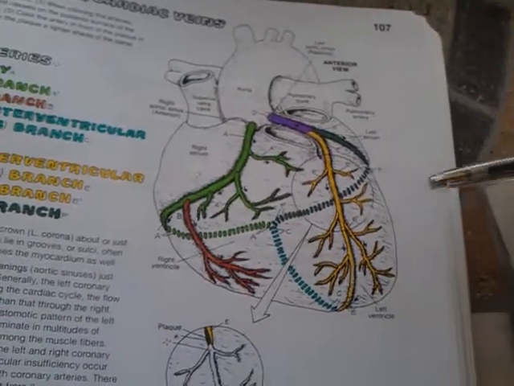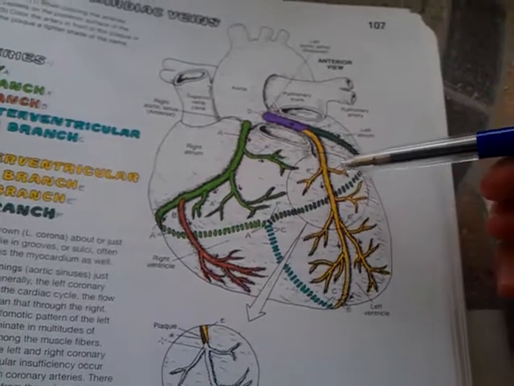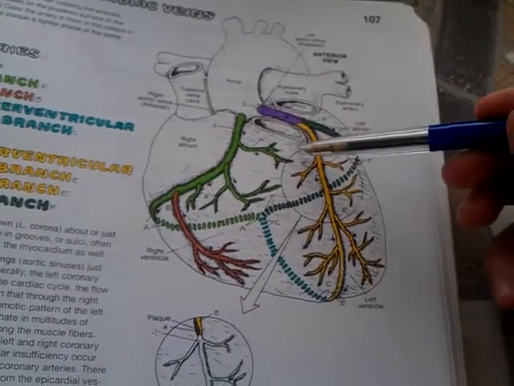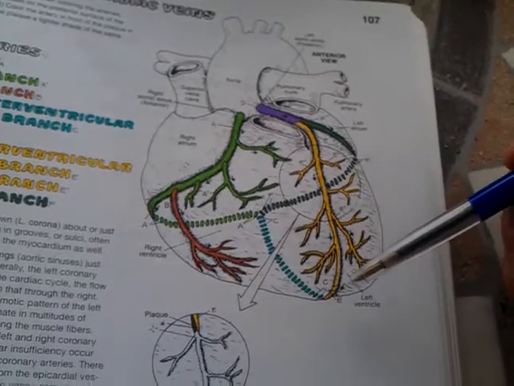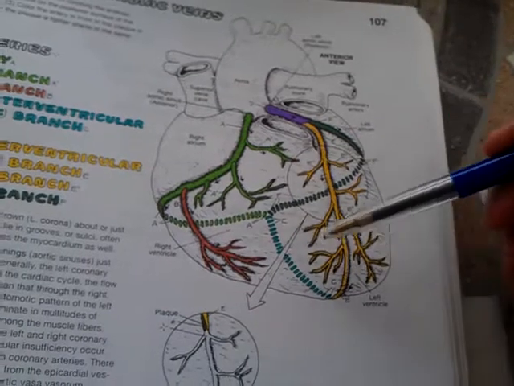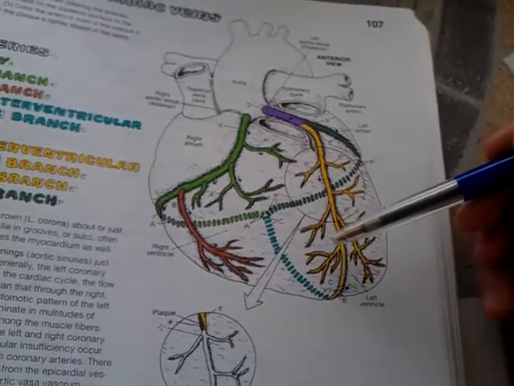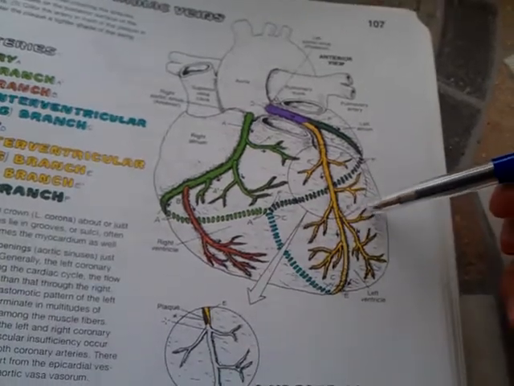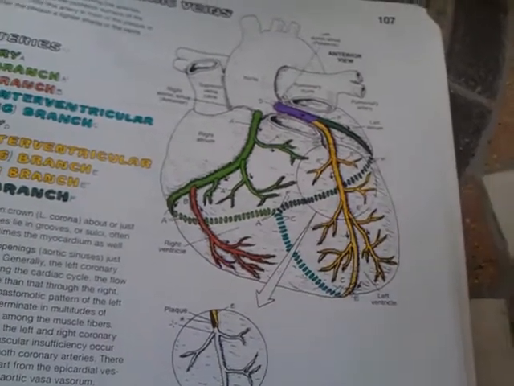This supplies the left atrium, the left ventricle, the ventral 2/3 of the interventricular septum, and the adjacent part of the ventral wall of the right ventricle, and the anterior papillary muscle in the right ventricle, which would be around here, and the papillary muscles in the left ventricle.